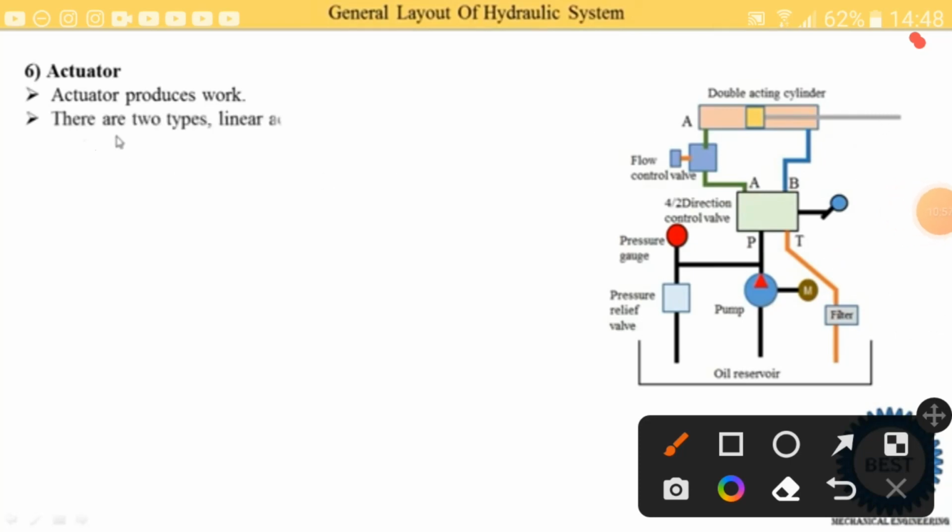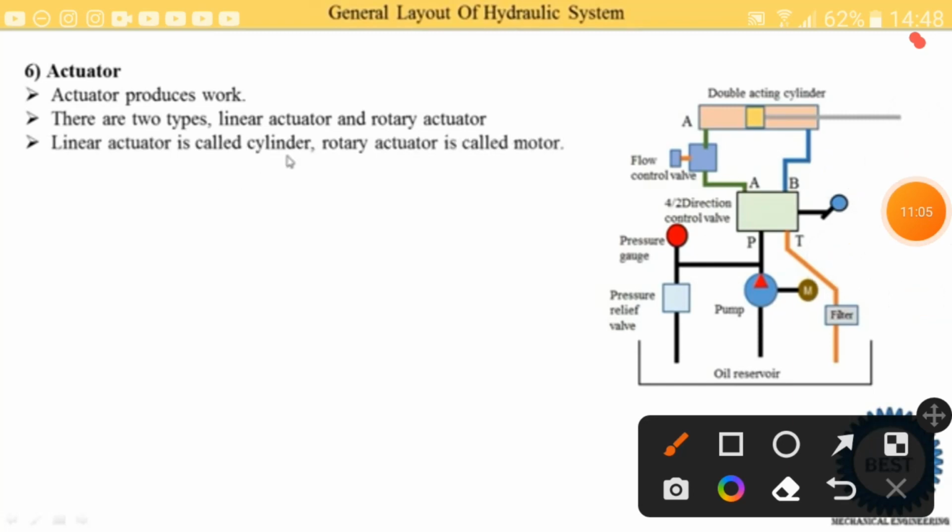There are two types of actuators. One is the linear actuator and the second is the rotary actuator. So here you read this word, double acting cylinder. This is our linear actuator, and the rotary actuator is called the motor.